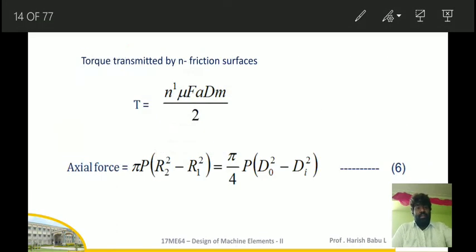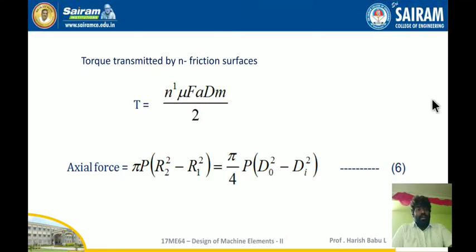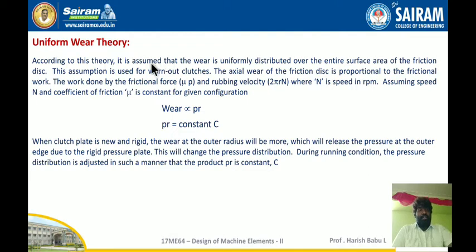So that is about the uniform pressure theory, which is normally considered for new clutches where the pressure remains the same in the spring. Now coming to the second one, the wear theory. Wear theory is normally used for worn out clutches. You can say that it will be used for running clutches.